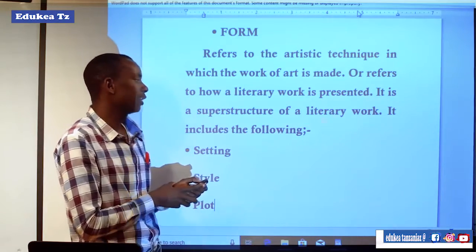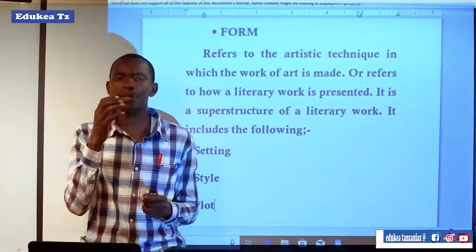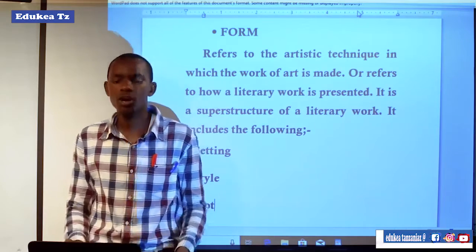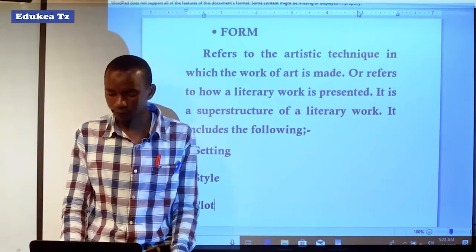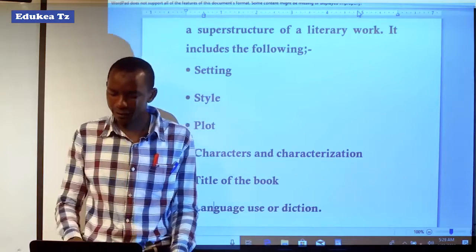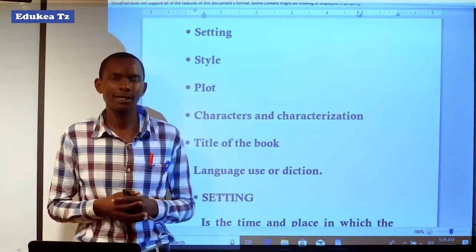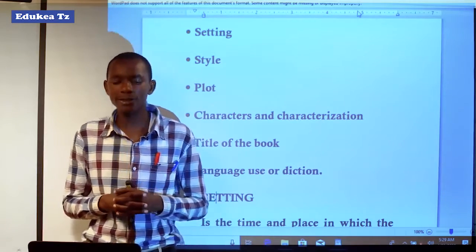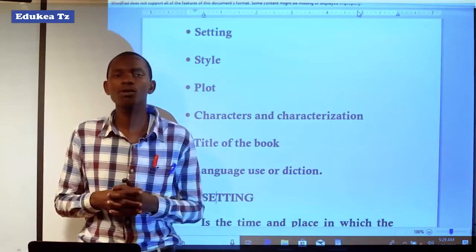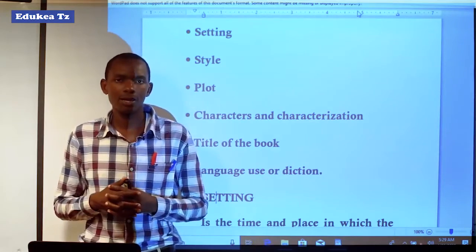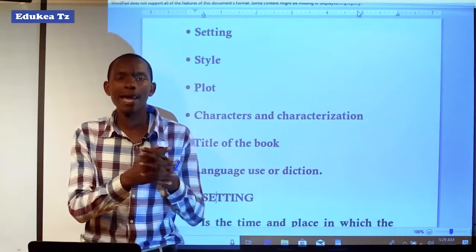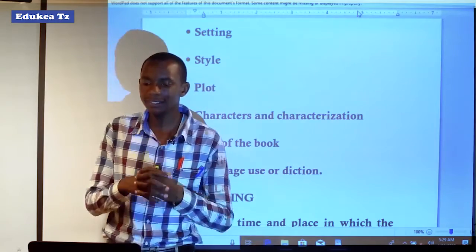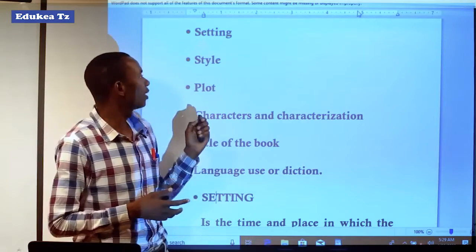It includes the following issues. When you speak about form, there are several issues which are included in the first element of literature, which is form. The first one is setting. The first issue included in form is setting. Setting in Kiswahili we call mandhari. So where and when a literary work has taken place. So that is setting. And the second one is style.